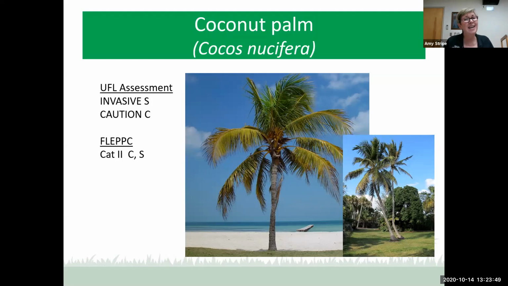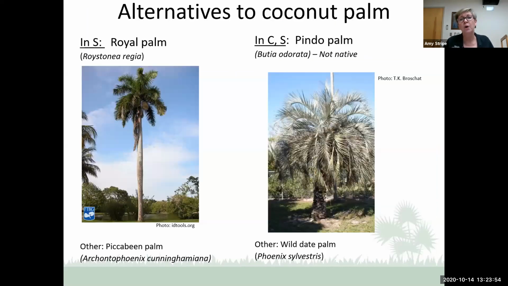Now, there's not a lot of native substitutes for this particular palm. I have selected the royal palm that is a native, Roystonea regia, more for South Florida than Central and North. Obviously not North Florida, but it is definitely a warm weather palm. And it gets a similar height to coconut palms. Over time, coconuts can get quite tall.